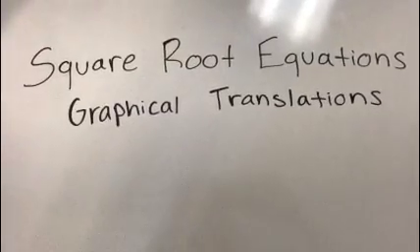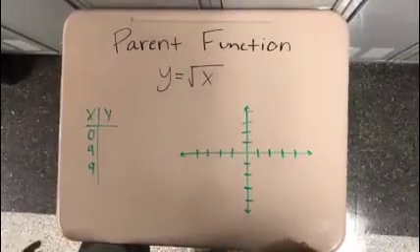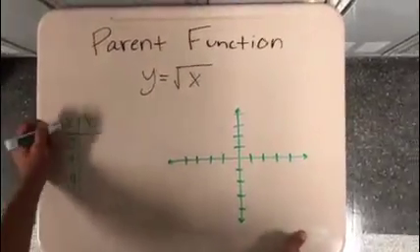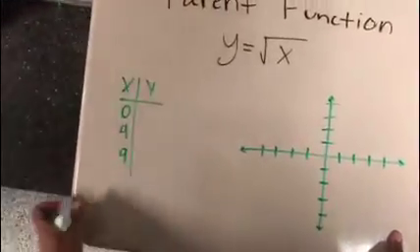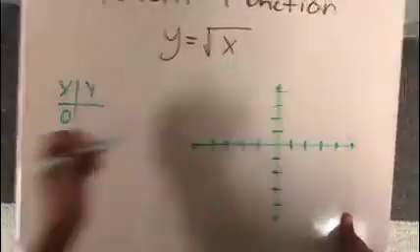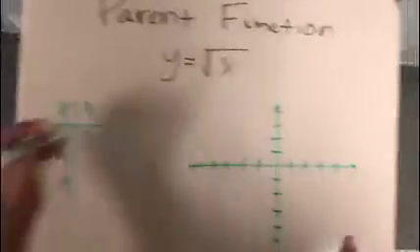Square root equations, graphical translations. This is the parent function for square root equations. You plug in the x to find y. So here we chose 0, 4, and 9 because they're all squares. You plug in 0 and you get 0. You plug in 4, you get 2. You plug in 9, you get 3.